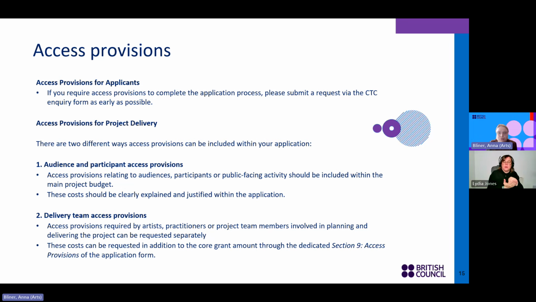The second relates to the project delivery team itself. If artists, practitioners, or project team members require accessibility provisions in order to plan or deliver the project, these costs can be requested separately through the dedicated access provisions section of the application form. Importantly, these delivery team access costs can be requested in addition to the core grant amount. In the dedicated provisions section, as I already mentioned. So you can apply for them on top of the grant amount if it's concerning your delivery team.